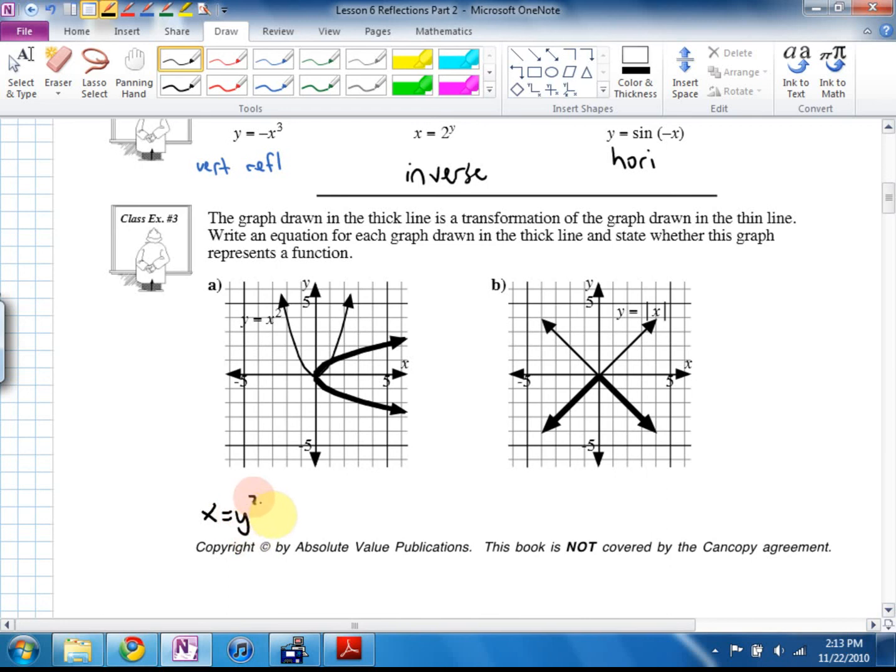The vertical line test said, okay, please imagine this thin one is gone. I don't want to erase it. I can, but just imagine it's gone. It says if you run a vertical line's shadow along the graph, if that vertical line touches the graph in more than one location at the same time, it's not a function. Am I touching the thick graph in more than one location at the same time? Is it a function? No.